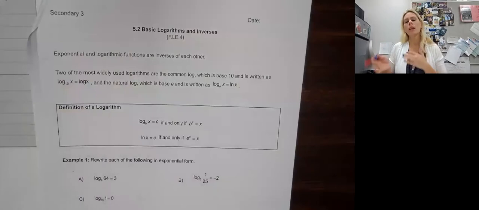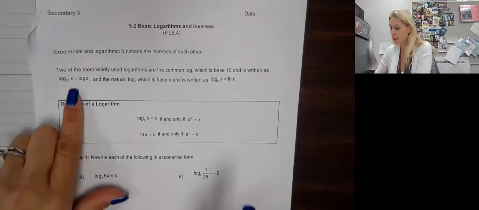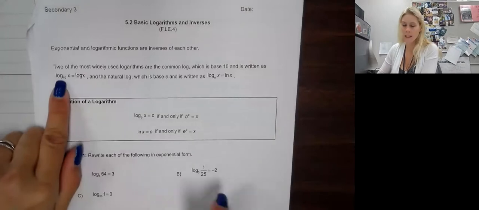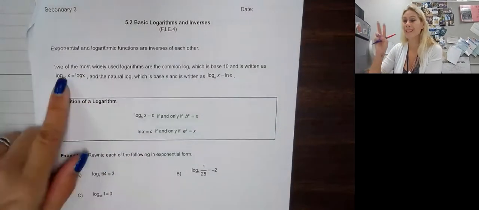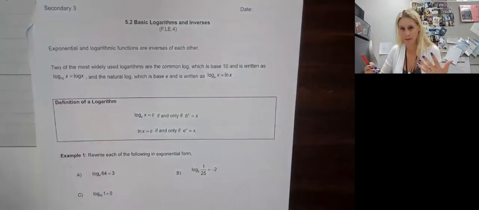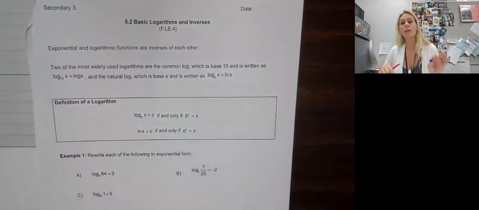So we talked about last class that exponential and logarithmic functions are inverses of each other. So the two of the most widely used logarithms are the common log, which is base 10. So when you see the common log here of log base 10, you might just see it as log. So when you don't see the base, it's 10, okay? So that's one of the most common ones. It's on your calculator and everything.